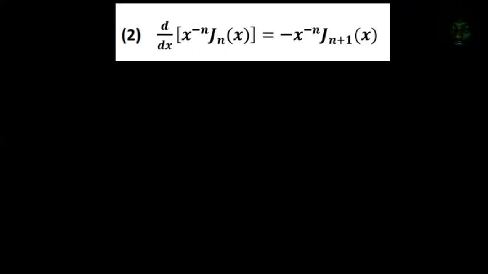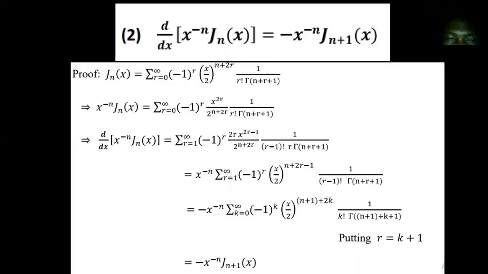I want to also show that the derivative of x raised to power minus n of the Bessel function of n is also equal to minus x raised to power minus n, the Bessel function of n plus 1. Then from here, let's see. From the general formula of the Bessel function, we have this. Then if I multiply through by x raised to power minus n, we have this. Then if I differentiate, I have this.